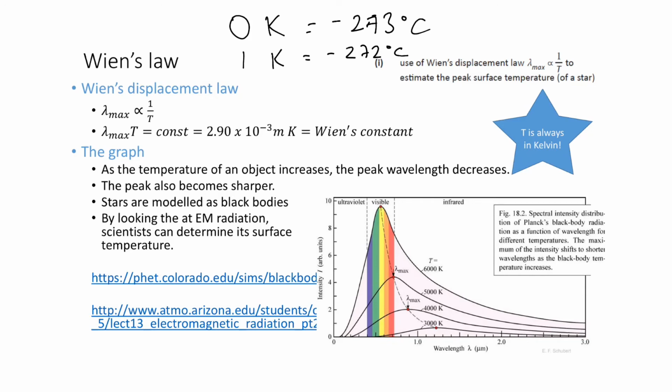And I've mentioned before, stars are modelled as black bodies. In other words, what they absorb, they emit, and they emit a range of different wavelengths. But by looking at the radiation that's emitted from stars, scientists can then determine how hot the surface of it is using Wien's displacement law. If they know what the peak wavelength is, they can then work out what the temperature is in Kelvin.